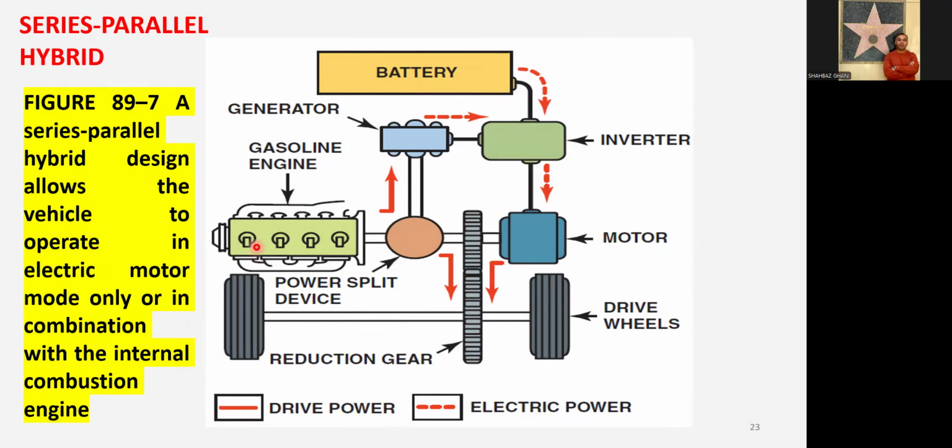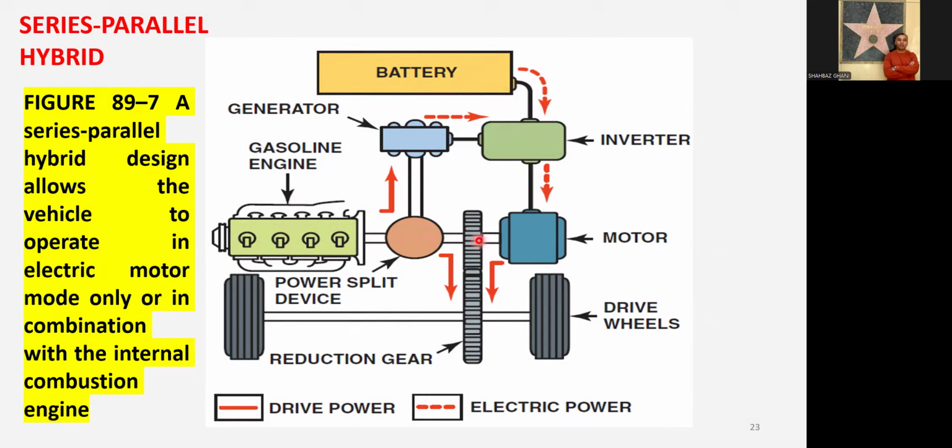Now, the typical diagram, the series parallel hybrid design allows the vehicles to operate in electric motor mode only or in combination with the internal combustion engine. So we have this gasoline engine here. From this gasoline engine, the power is going to the power split device. From that power split device, it is going to the generator and to the reduction gear.